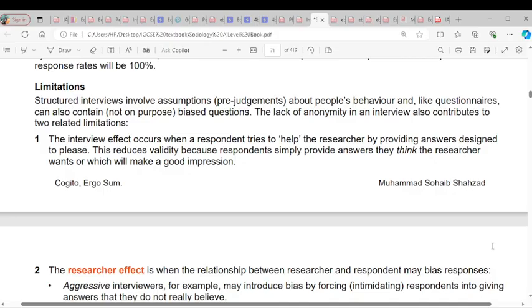So, for structured interviews, it's all about assumption. Which means we might be able to get information or answers that are biased, based on the fact that it's about the opinions of people and their behavior at any point in time. Now, what problems does the structured interview bring about?